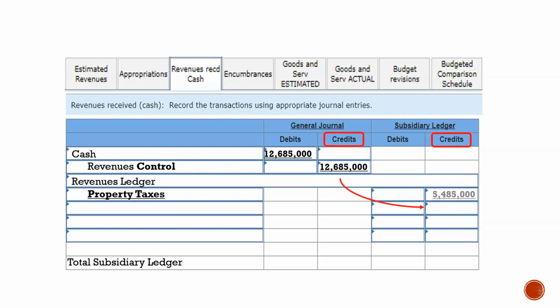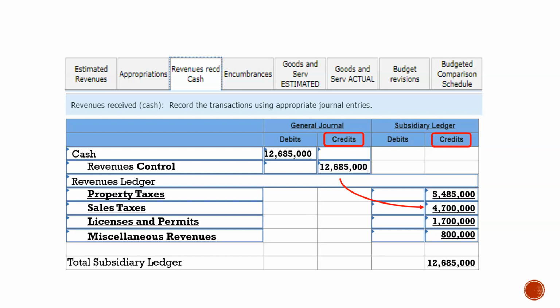Then we'll go through and you can list out all of the subsidiary accounts here. Again, they're all credits because they are actual revenues. They're actual financial activity revenues that we're recognizing. So we're going to credit those. Again, just one more time for those in the back. These are not additional journal entries, right? These are just simply this revenues control account blown up and broken down into its component pieces. That's all the subsidiary ledger is.